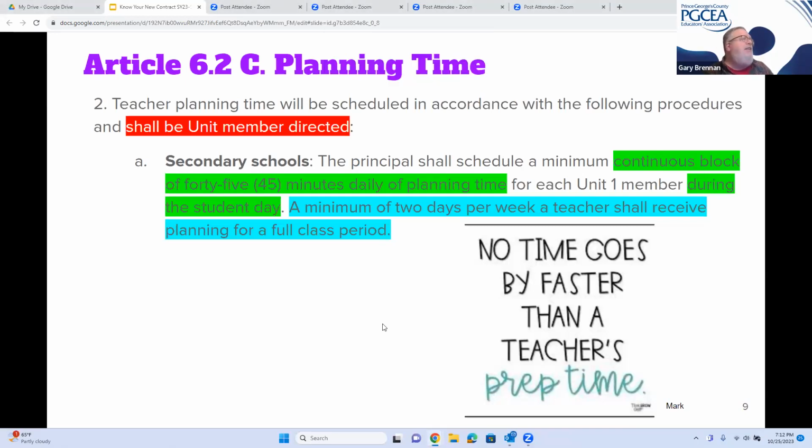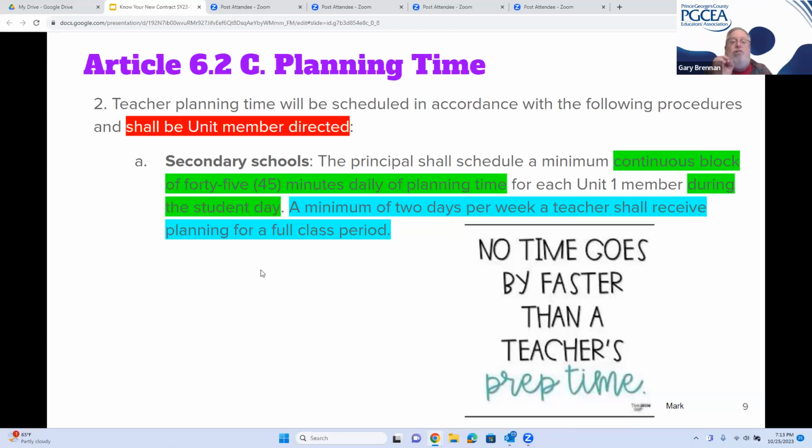So the first thing in Article 6.2C2: teacher planning time will be scheduled in accordance with the following procedure and shall be unit member directed. You decide what you're going to do during planning time. At secondary schools, you're to have a continuous block of 45 minutes daily of planning time during the student day. So that's from when classes start to when classes end. Usually your planning time would align to the student schedule and the classes students participate in.